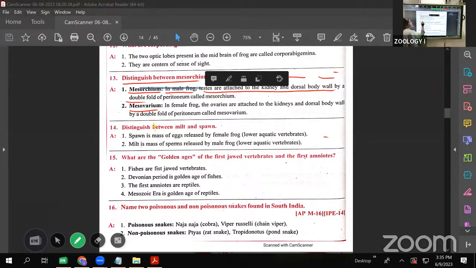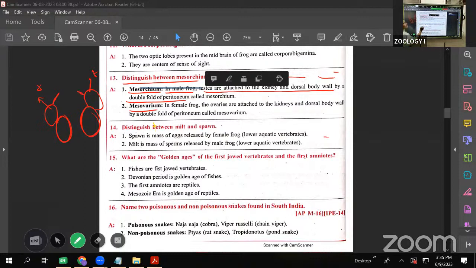peritoneum. For example, in the frog the testes are present above the kidney, like this. These testes are attached to the body wall. They are attached to the kidneys. This one is a testis and this one is a testis. They attach to the kidney, but they are also attached to the body wall.